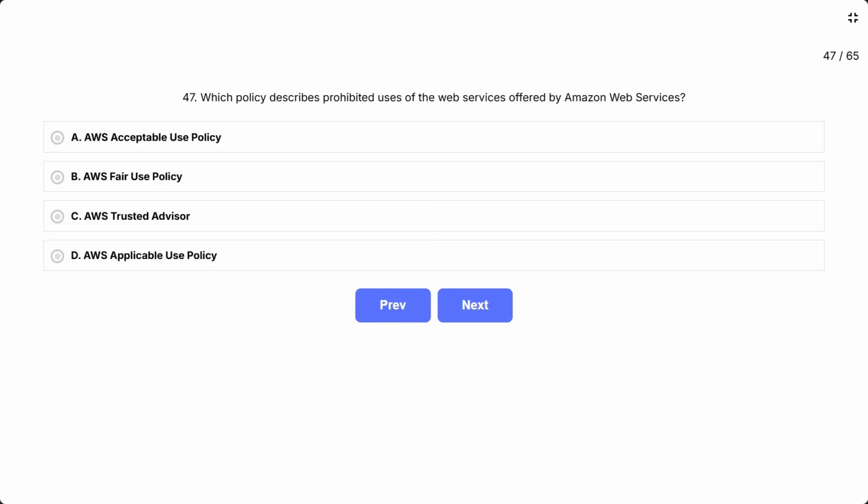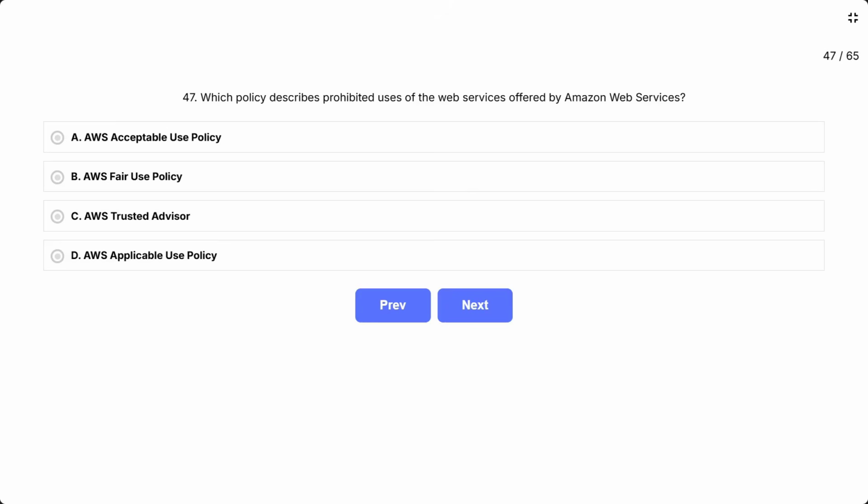Question 47. Which policy describes prohibited uses of the web services offered by Amazon Web Services? A. AWS Acceptable Use Policy. B. AWS Fair Use Policy. C. AWS Trusted Advisor. D. AWS Applicable Use Policy. This question tests your knowledge of AWS governance documents and policies. It asks which specific policy outlines what users are not allowed to do on AWS.